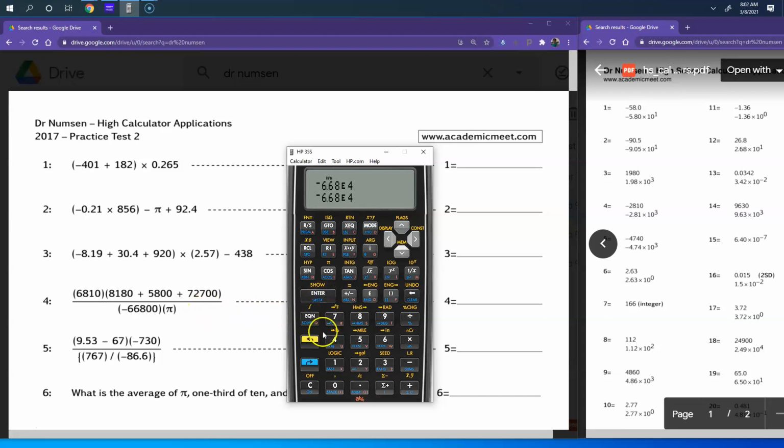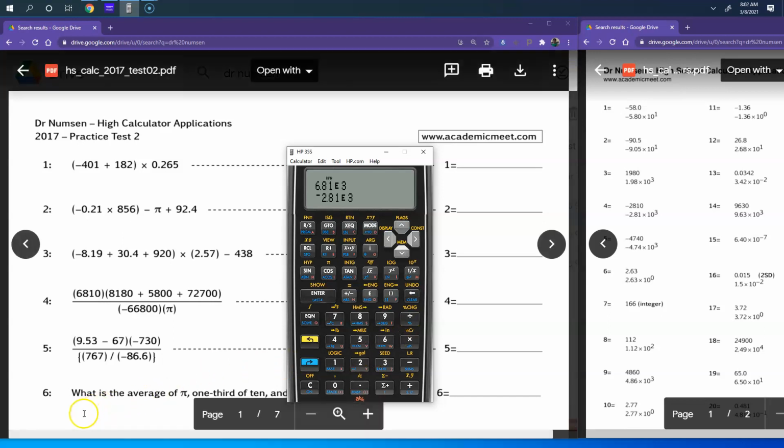Now you're going to type in the arrow and then cosine. You have what you have in the second memory, and you want to multiply. Now you have what you have in the first memory, and the second memory, so you're going to divide. So the answer for number 4 is negative 2.81 times 10 to the third.